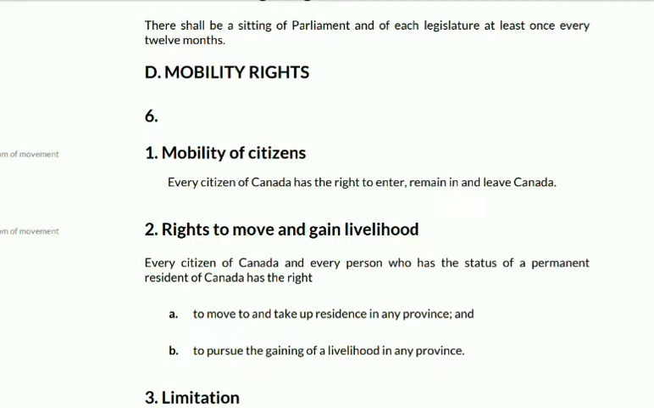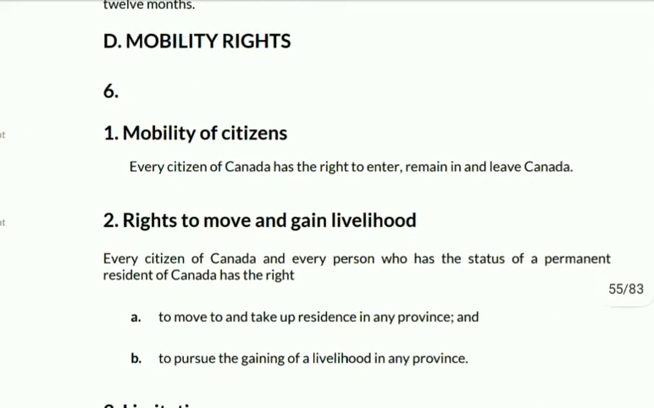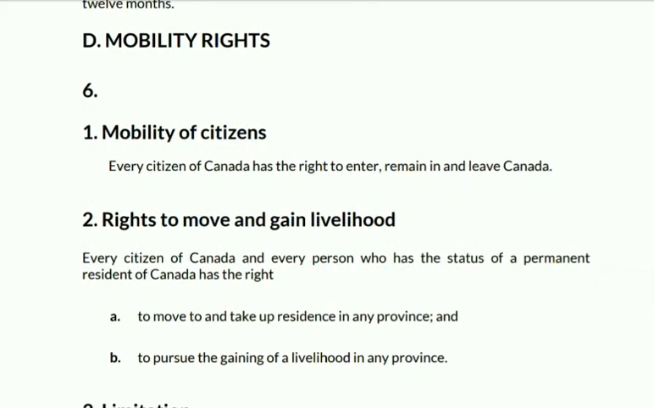Today we'll continue from part D, the mobility rights. The first point here is mobility of citizens. Every citizen of Canada has the right to enter, remain in, and leave Canada.